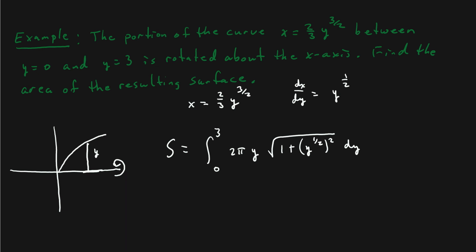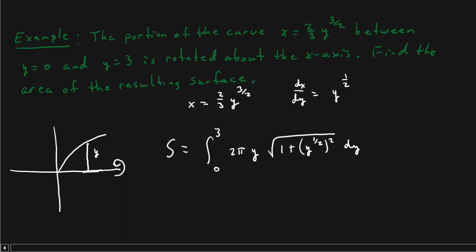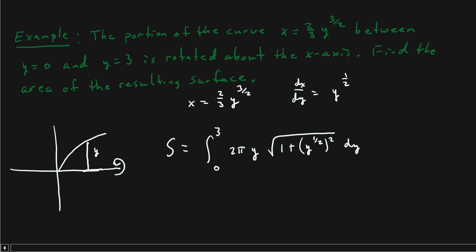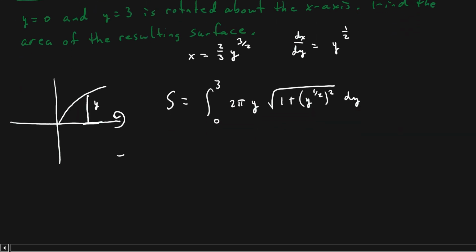Now, you could do this. You could set this up the other way too. And we might do that after we work this. I don't know. We'll see. But there's your setup right there. Okay? So here, this is going to be 0 to 3.